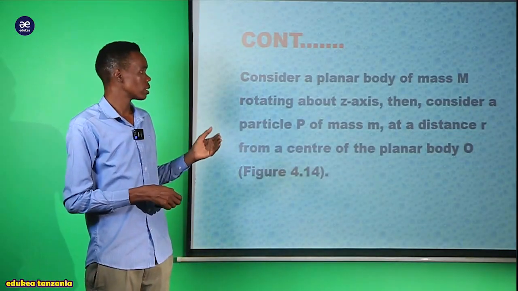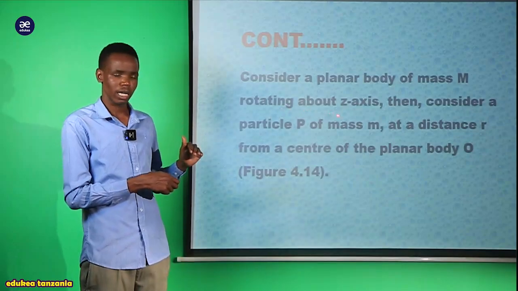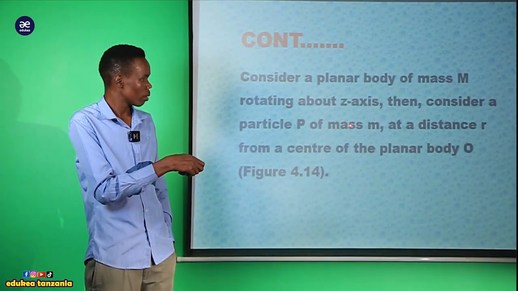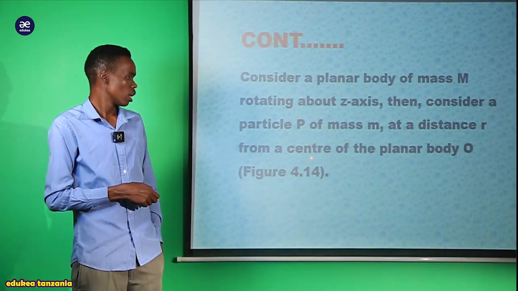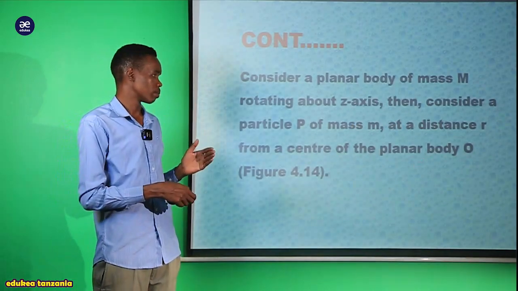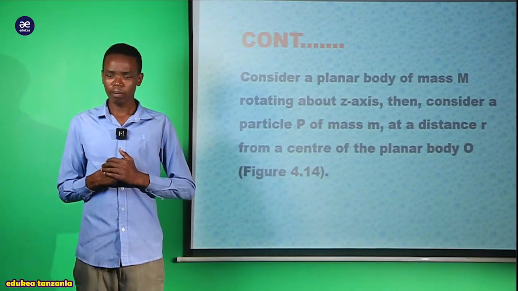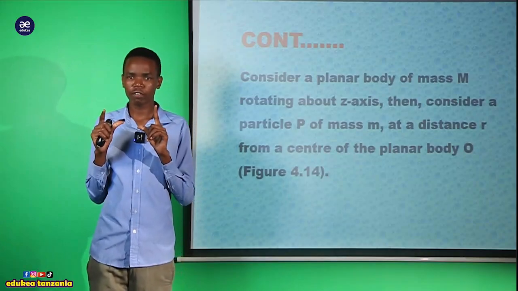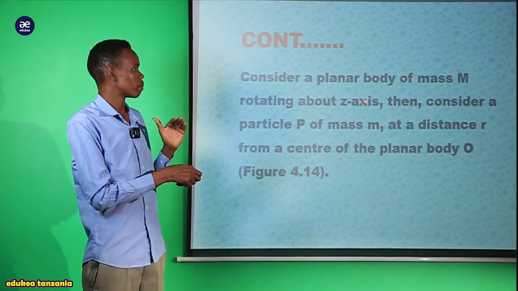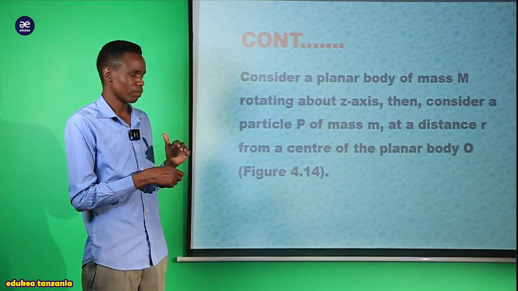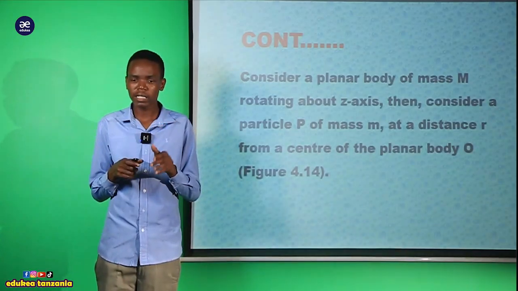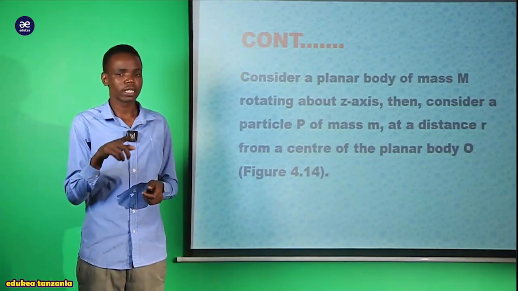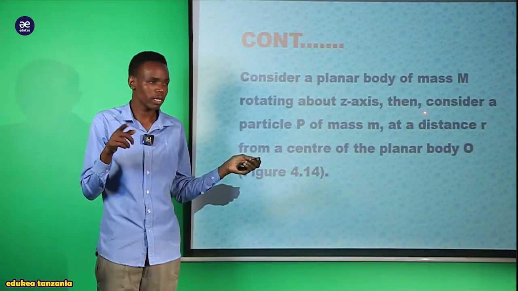So let us consider a planar body of mass m rotating about the z axis. Then consider a particle p of mass m at a distance from the center of the planar body. So my dear students, now we are going to consider the figure. Imagine we have a figure that represents a planar body of mass m, and that planar body tries to rotate about the z axis.